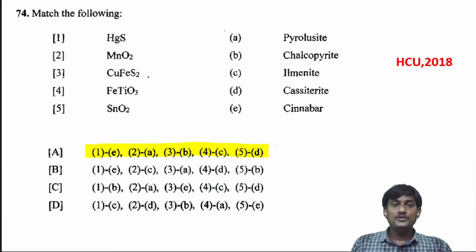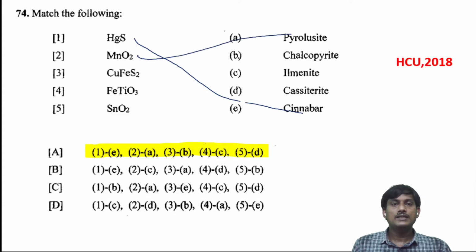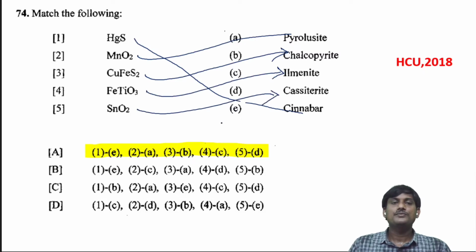Match the following. Here HgS is called cinnabar. This is cinnabar. MnO2, pyrolusite. This one is pyrolusite. And CuFeS2, this one is chalcopyrite. FeTiO3 is ilmenite. And SnO2, cassiterite.